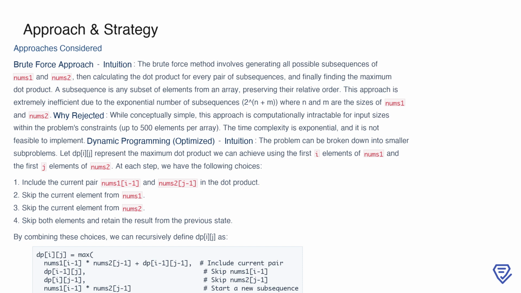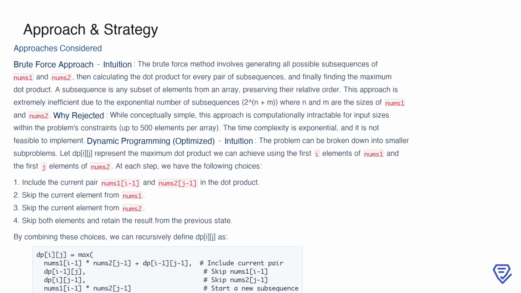Instead, we turn to dynamic programming as an optimized solution. The idea here is to break the problem into smaller, overlapping subproblems. We define a DP table where dp[i][j] represents the maximum dot product achievable using the first i elements of nums1 and the first j elements of nums2. At each step, we have 4 choices: include the current pair of elements in the dot product, skip the current element from nums1, skip the current element from nums2, or start a new subsequence.